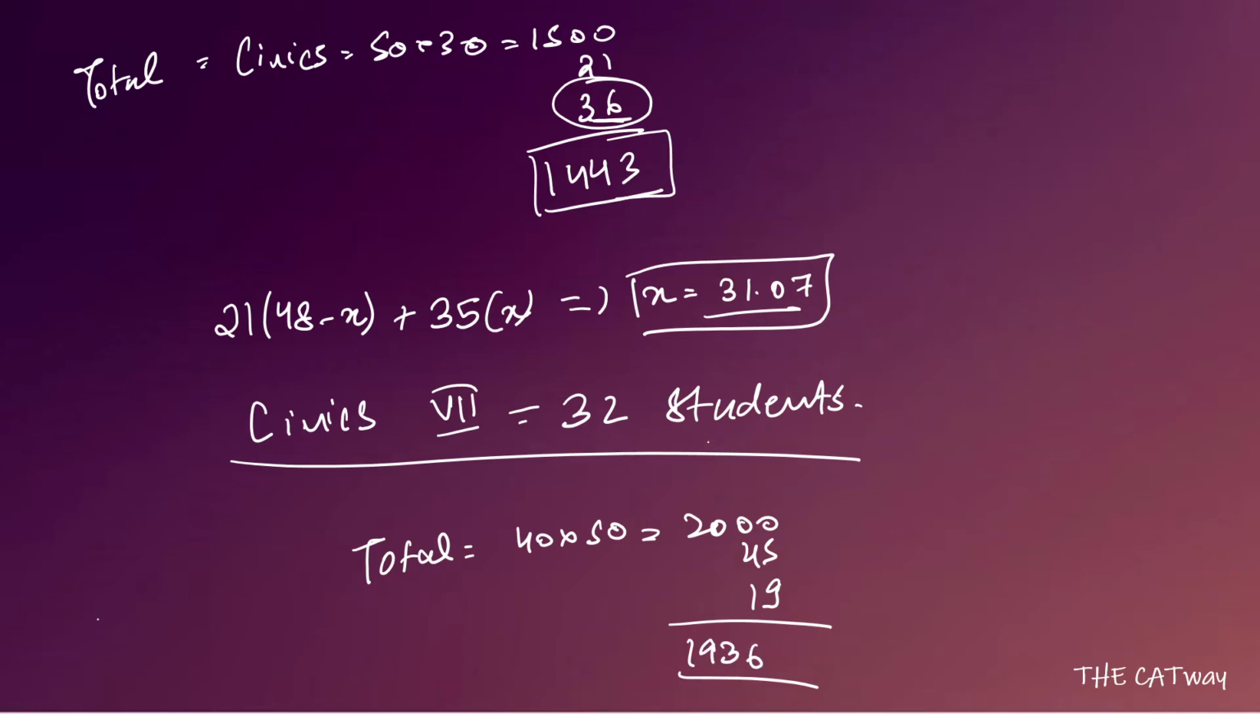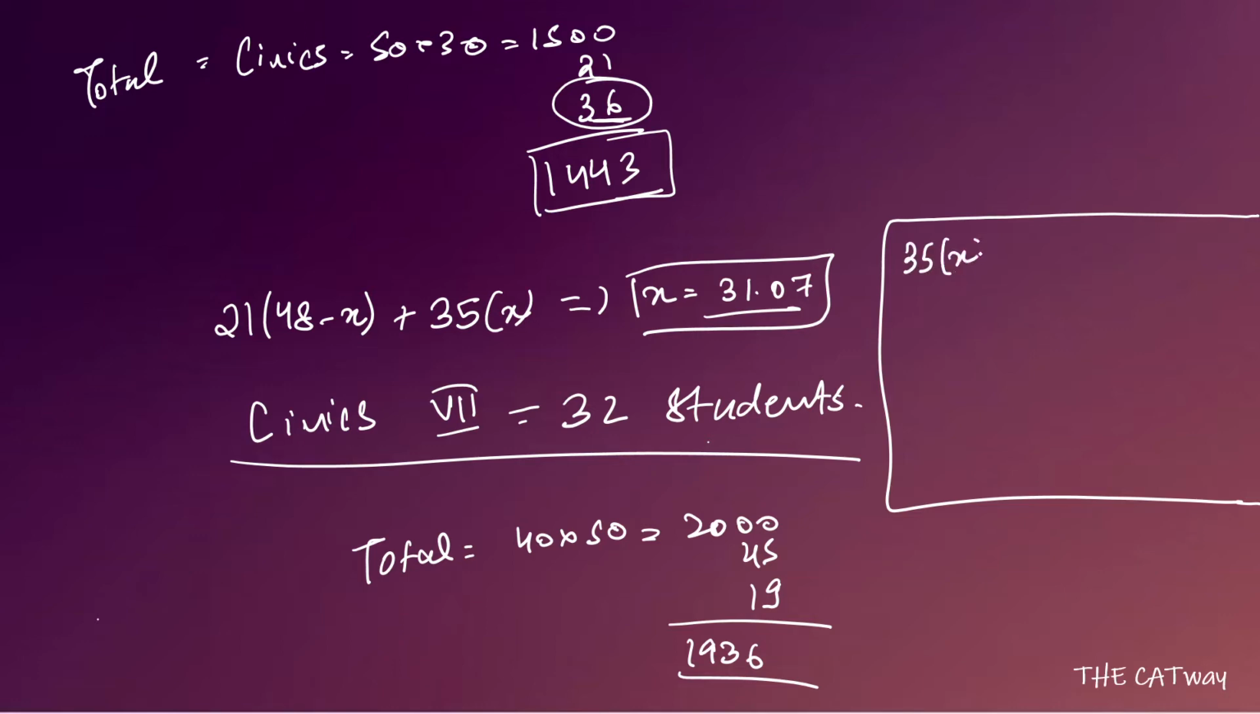Now there are 48 students. We have to calculate how many got at least 35 marks, so again apply the same process. Let's say x students got 35 marks, and 19 marks were obtained by 48 minus x students, and the total is equal to 1936. So it will be 1936 minus 48 into 19, and we have to divide for the value of x. We will divide it by 35 minus 19, which gives 16. So divided by 16, we get x is equal to 64.